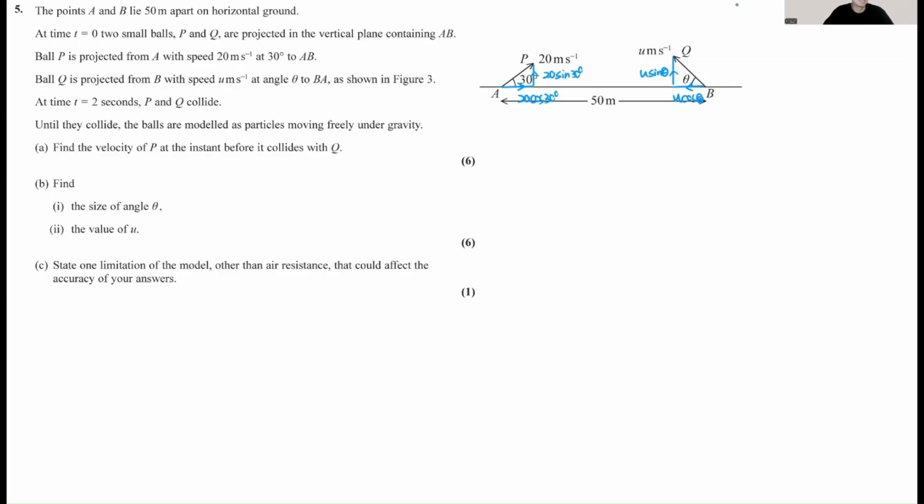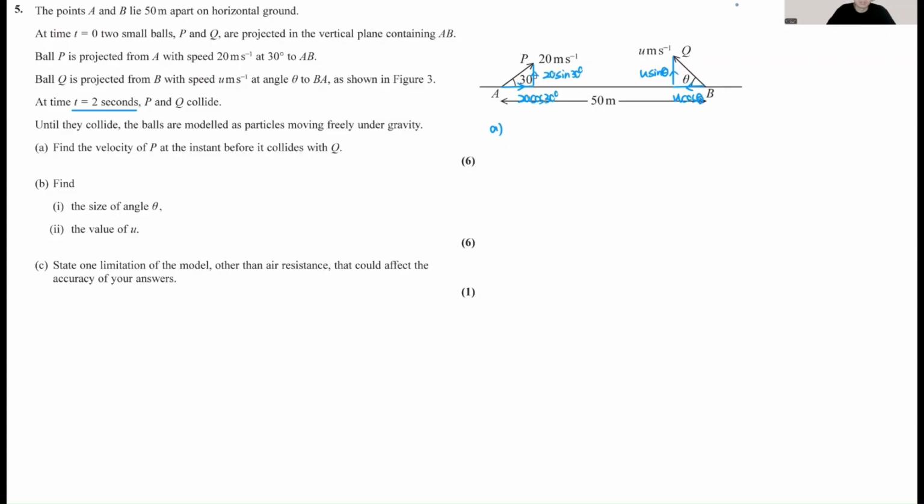And then at time t equal to 2 seconds, P and Q collide. Until they collide, the balls are modeled as particles moving freely under gravity. And in part A, find the velocity of P at the instant before it collides with Q. Okay, so we want to find the velocity of P before it collides with Q. So we only need to look at particle P, and we're looking for the velocity of P at time t equal to 2 seconds because that's when P and Q collide.